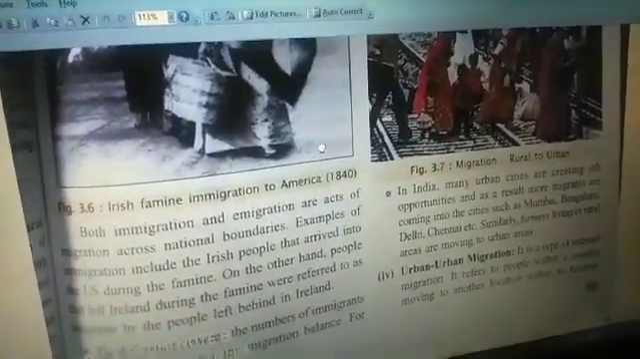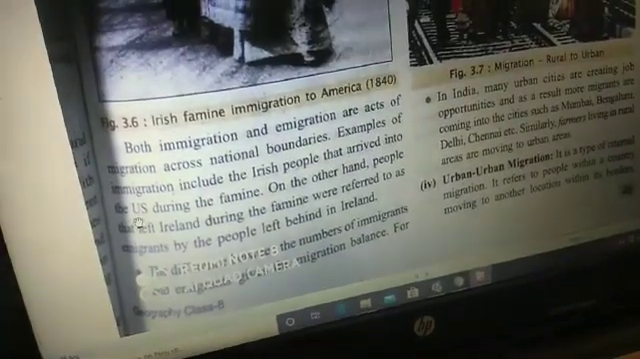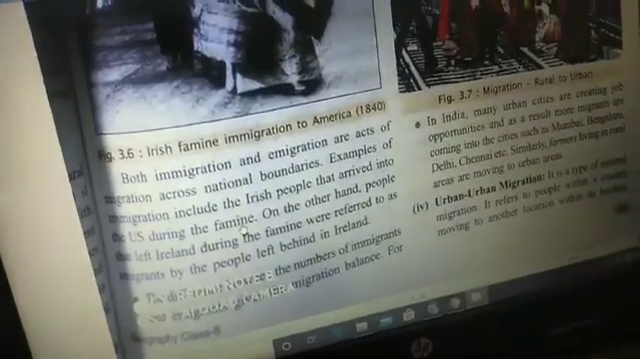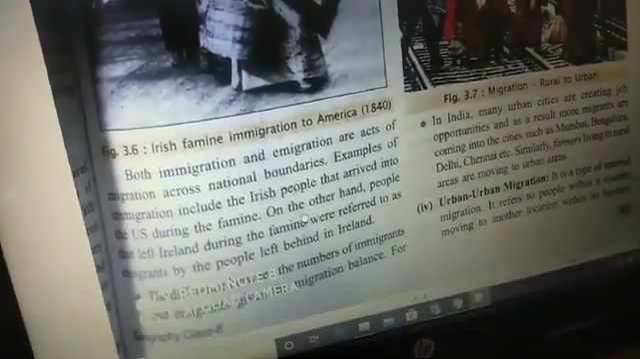Now we will see immigration and emigration as migration across national boundaries. Here are some examples given. Some Irish people started to go to the United States. Why did they want to go to the US? Because of the famine. Famine means people are not having proper resources, there is nothing to eat, and a lot of drought happened. These kinds of things are generally called famine.